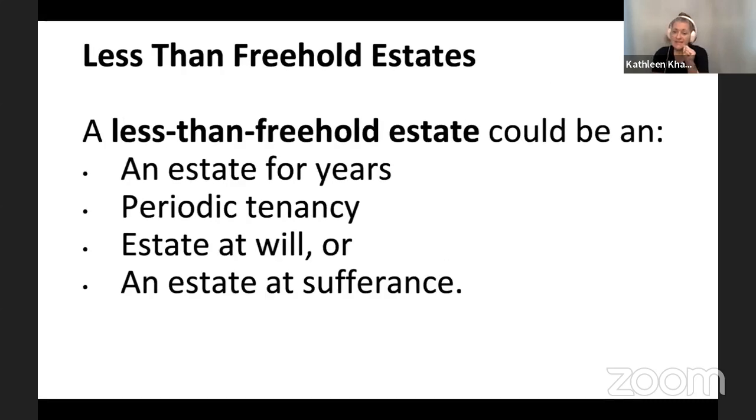A less than freehold estate can be an estate for years, a periodic tenancy, an estate at will, which in itself is complicated. That estate at will, you're going to look at it and go, this doesn't make that much sense. It's okay, we'll figure it out. Or an estate of sufferance. If you ever see the word sufferance, it means somebody's in breach of contract.